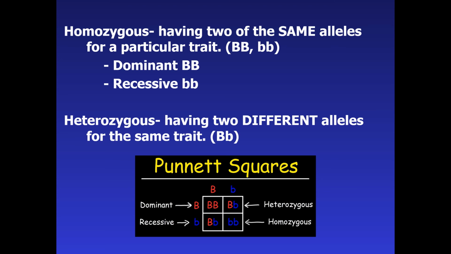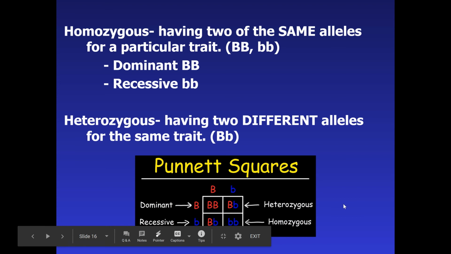So here's a little diagram down here. You can see that the large capital letter is dominant, the little lowercase letter is recessive, and this is a heterozygous genotype because it's a capital B and a lowercase b, two different things. And the homozygous genotype are the exact same identical allele.